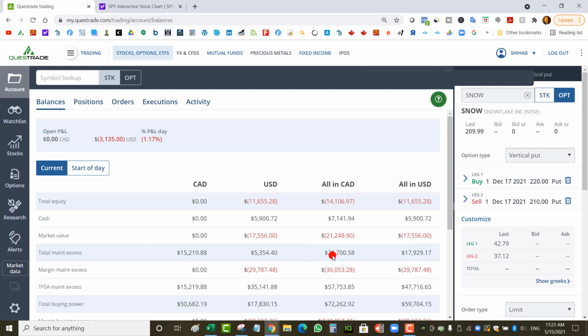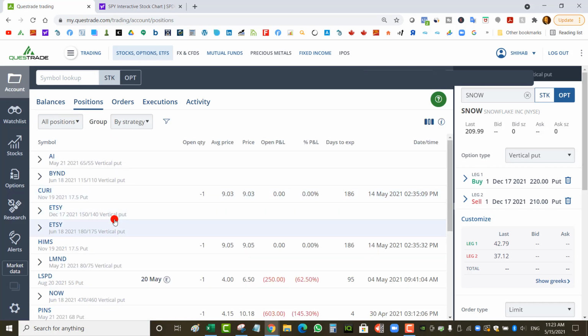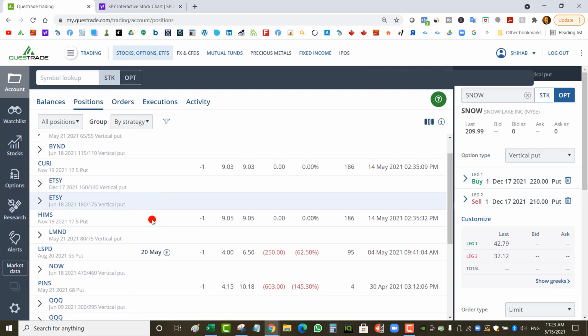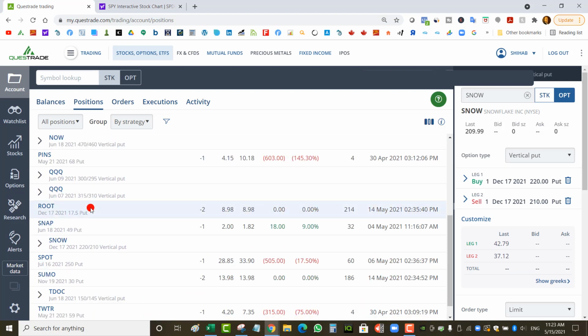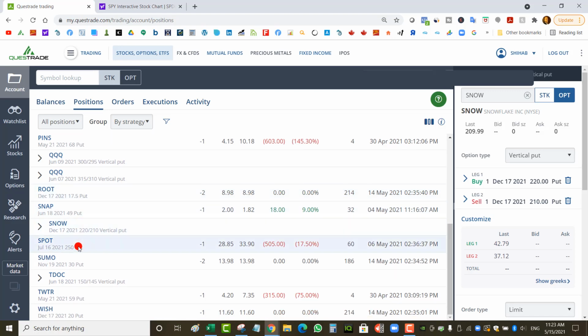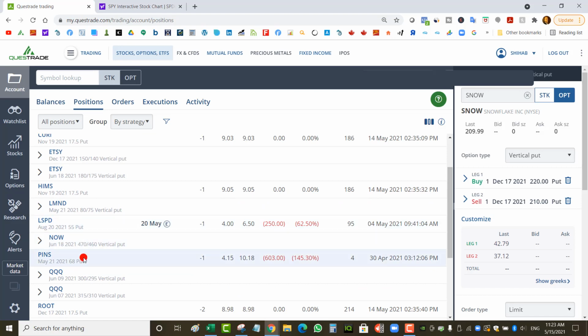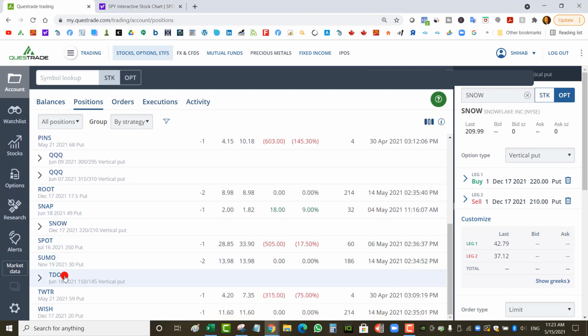I used to be at around 36,000 maintenance excess, and this week it dropped all the way down to 15,000 because of Spotify. Now it's back up to 21,000, but I'm still easily $15,000 below what my normal maintenance excess is. Most likely it's because of all of my in the money short puts. All these are in the money, and there was another one here, Snap. Pins is in the money as well. So that doesn't help, of course, but it's mostly because of Spotify.